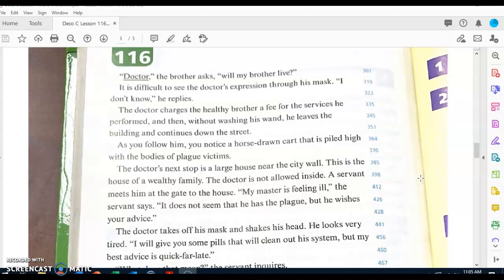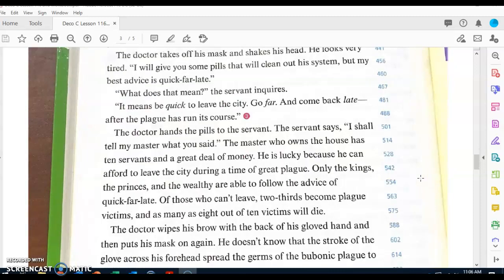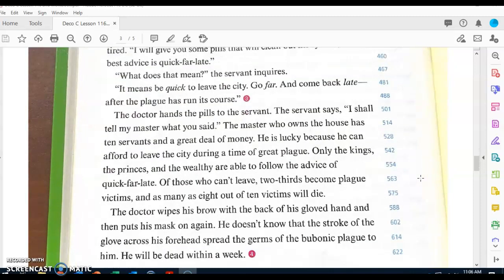The doctor takes off his mask and shakes his head. He looks very tired. "I will give you some pills that will clean out his system, but my best advice is quick, far, late." "What does that mean?" the servant inquires. "It means be quick to leave the city, go far, and come back late after the plague has run its course." Let's listen to question number 3.